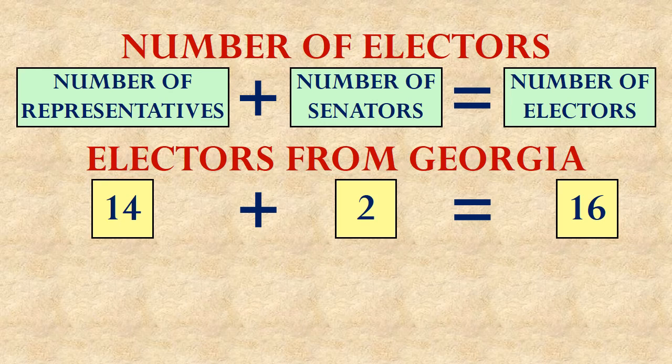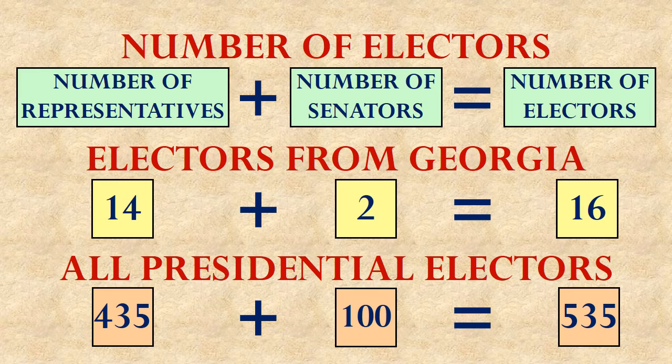So we can then use this formula to figure out how many total electors there are. For the country as a whole, there are 435 members of the House of Representatives, 100 members of the United States Senate. So the number of electors that would be appointed for the whole country. Now remember, these electors are not the representatives and senators. They're just the same number of people. So the number of electors for the whole country using this formula would be 535 electors to get together to choose the President of the United States.